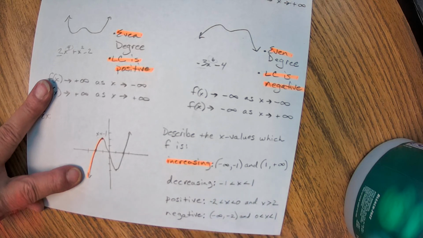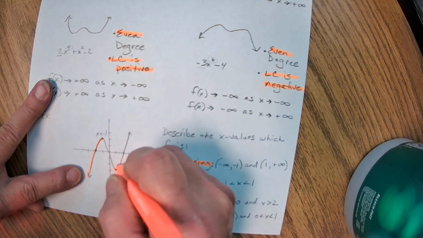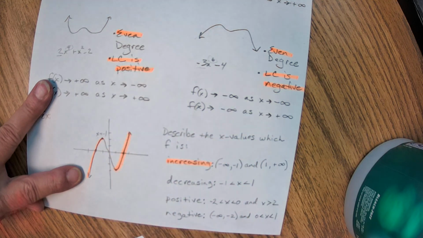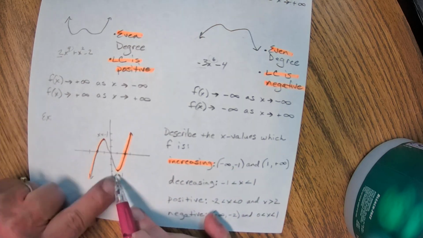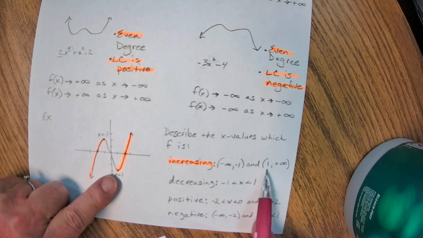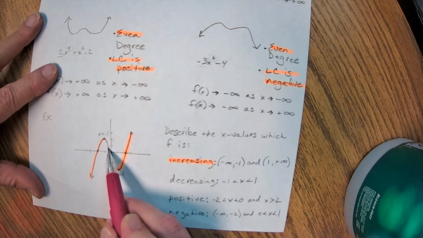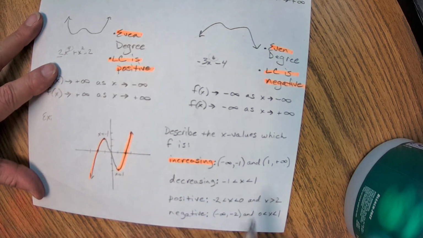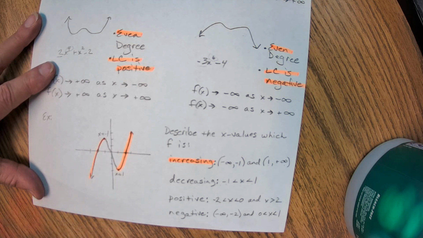And then it's also increasing right here, and this point is x equals 1. It's also increasing from 1 to positive infinity. And then this part in here is where the graph is decreasing, and that's when x is between -1 and 1. So x is in between here, and that's where it's decreasing.